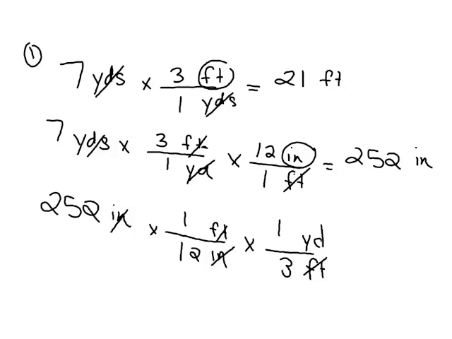So I'm still multiplying fractions. What's my number on top? 252. And my number on bottom? 36. So I grab my calculator. 252 divided by 36 is 7. And what was the unit I was left with? Yards. That's the beautiful thing about conversions: you can always go back and check your work by working it in reverse.